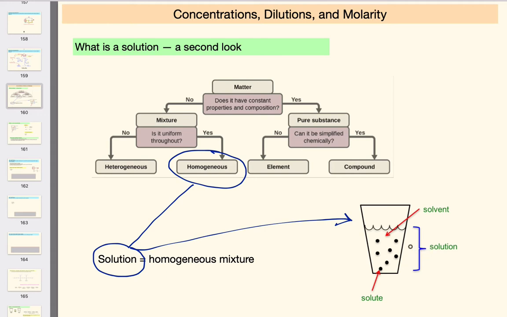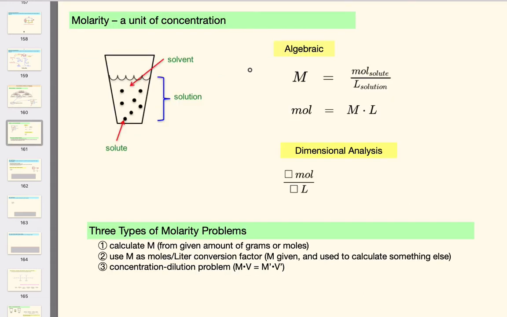Up to this point, when we express the concentration of a solution, we typically have been doing it as weight percent. But instead of talking about weight percent, we're going to talk about concentration in terms of molarity. So what is molarity? Molarity is defined as the moles of solute in a liter of solution. If I have 1 liter of solution, it's how many moles of solute I have in there.